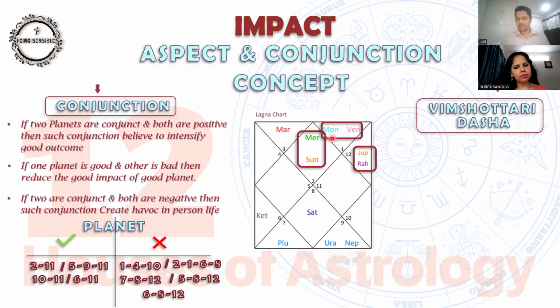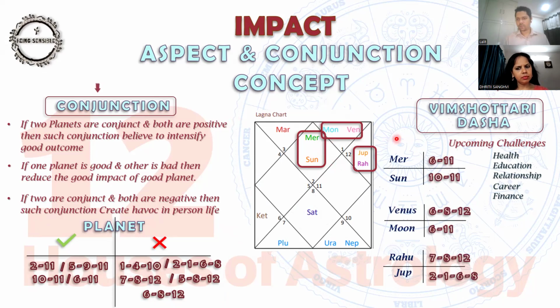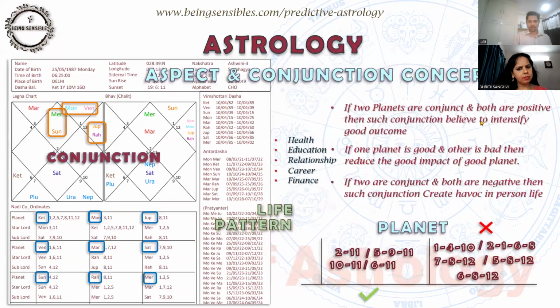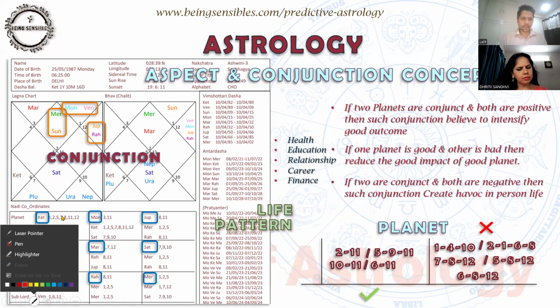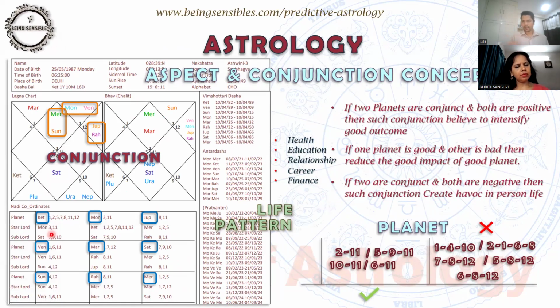So the impact of conjunction in astrology can be understood from the Mahadasa or Vimshottari Dasa. So for example, I mentioned that if Mercury has 6, 11, Sun in 10, 11, it has a good impact in different scenarios. Okay. So I'll take you through one best example, a live example, and simultaneously apply it to your chart also.